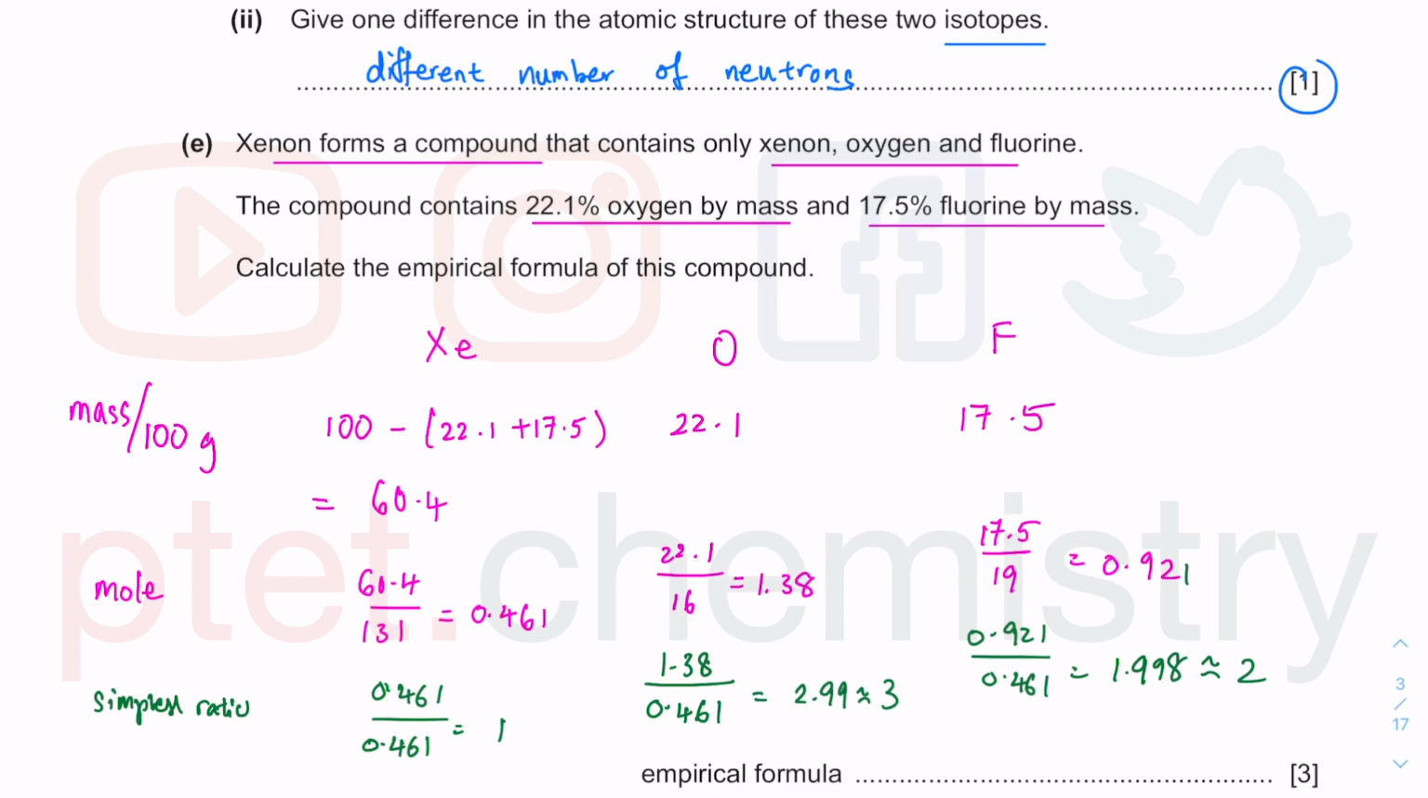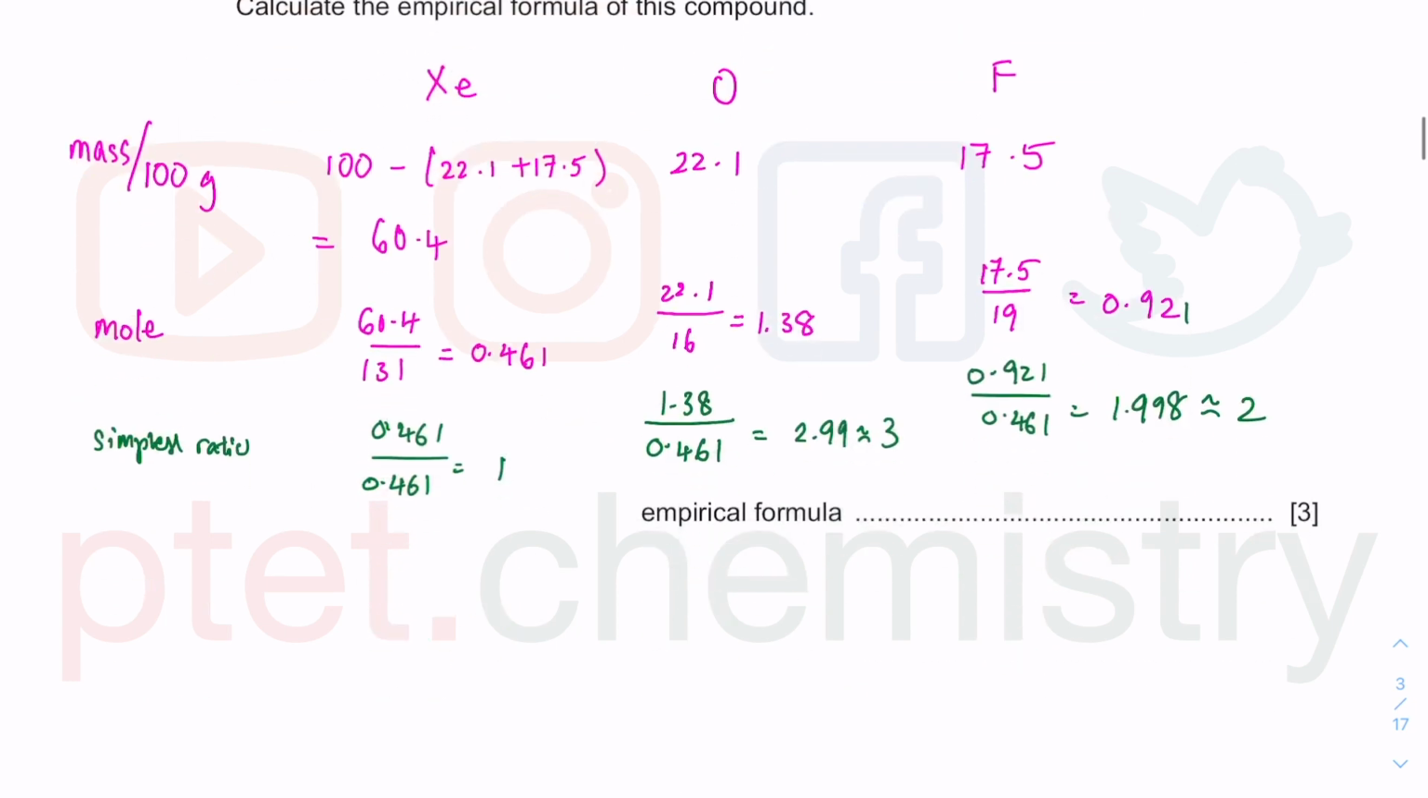So I guess that is XeO3F2 then. Let me just double check. 1.38 divided by 0.461, that's 3. 0.92 divided by 0.461, that is 2. Yep, I think that is the simplest whole number ratio. Empirical formula is defined as the simplest whole number ratio of the atoms. So that is XeO3F2 as your empirical formula.